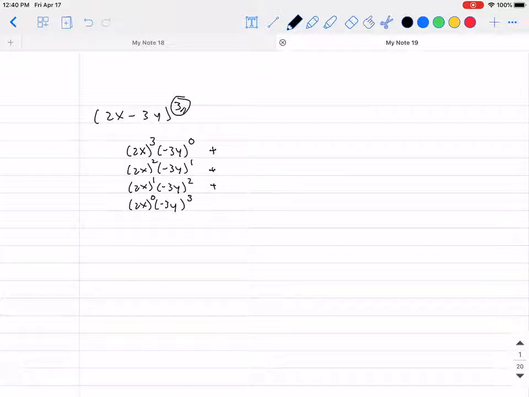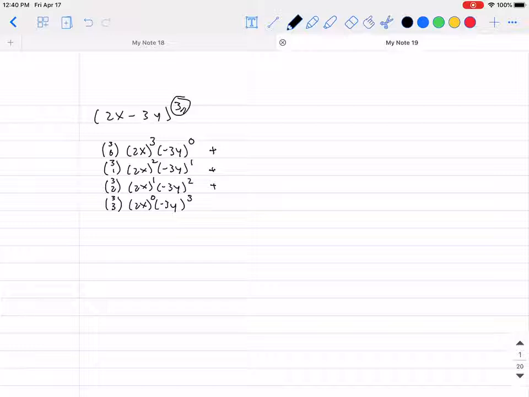Keep in mind that there's also a coefficient in front. The coefficient is going to be an n choose k, where the numbers you use for n choose k will be the same as the exponents. So the first part will be 3 choose 0, the next part will be 3 choose 1, then 3 choose 2, and the next part after that is going to be 3 choose 3.